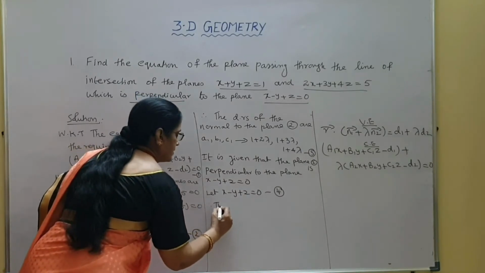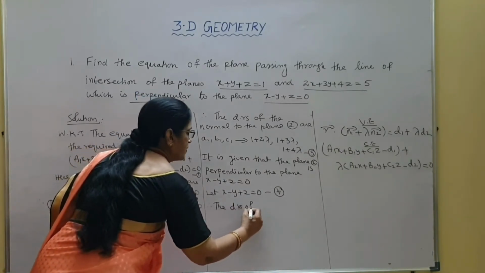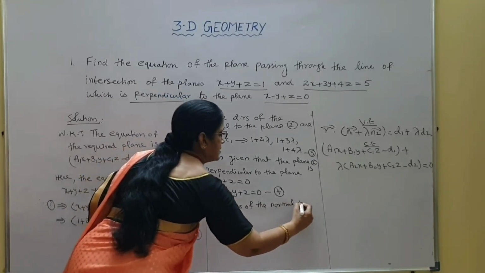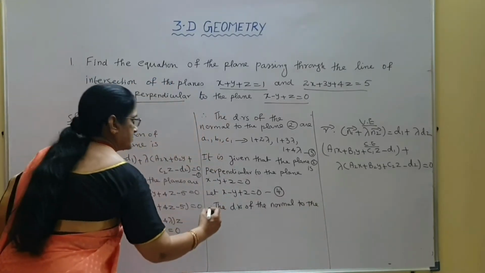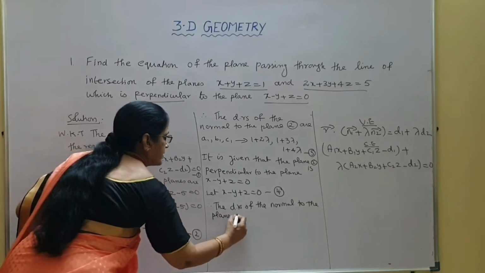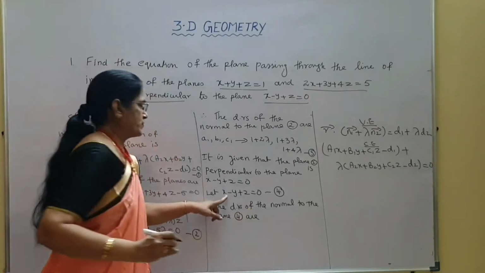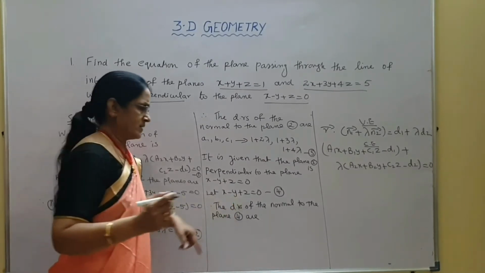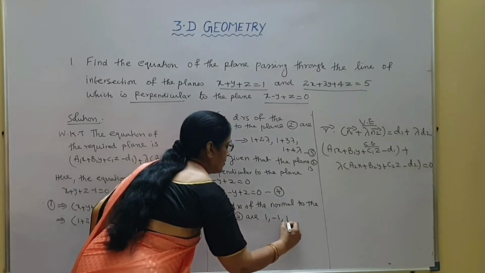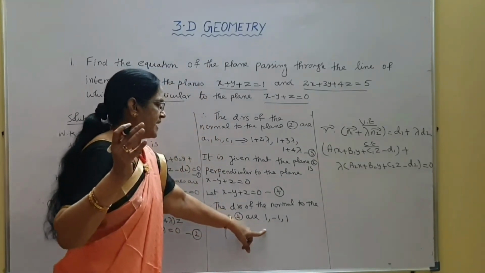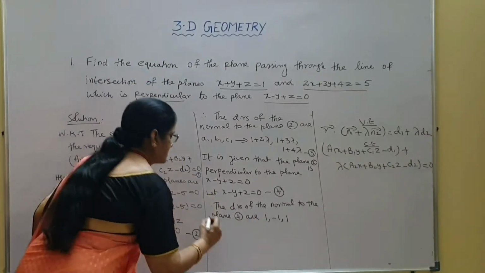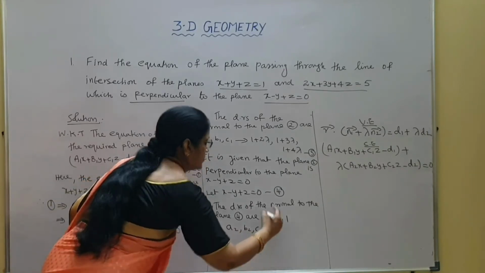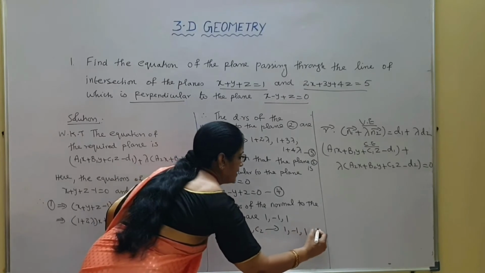Therefore, the direction ratios of the normal to the plane 4 are the coefficient of x, coefficient of y and coefficient of z, which is 1, minus 1, 1. Let us take this as A2, B2, C2. That is 1, minus 1, 1. Let me name it as 5.